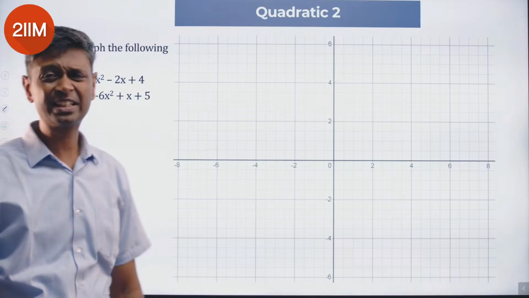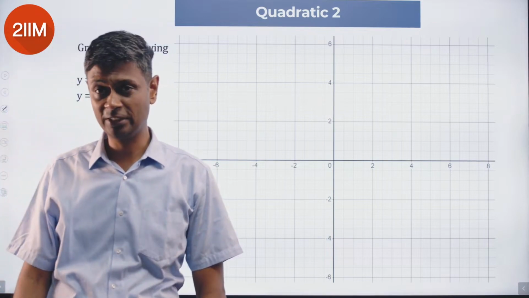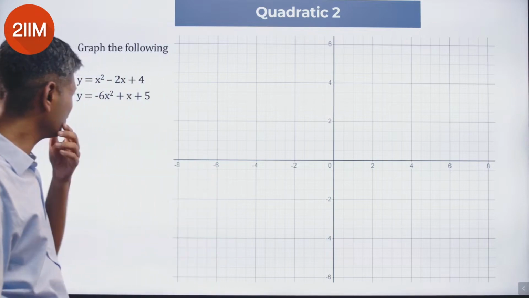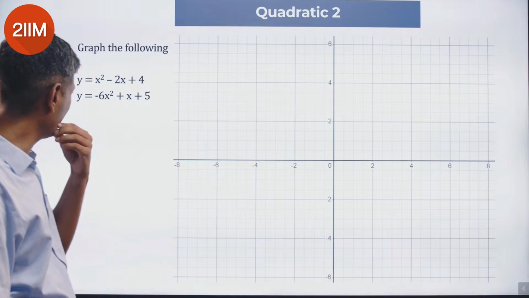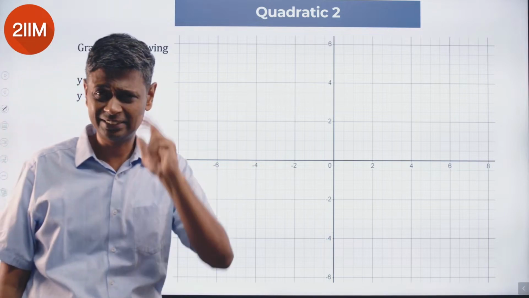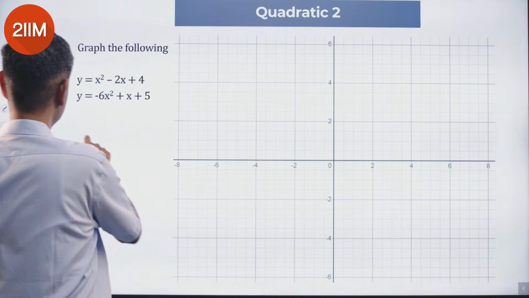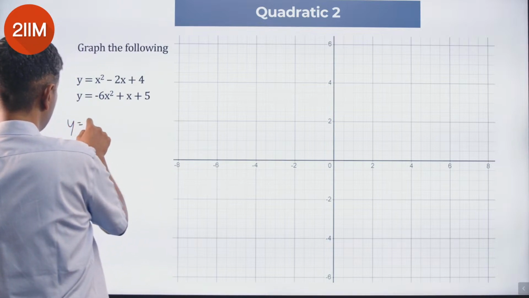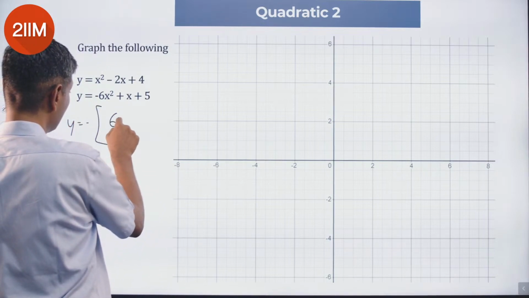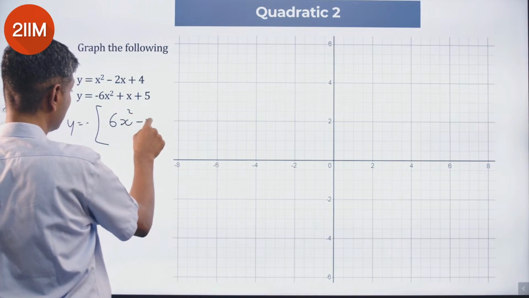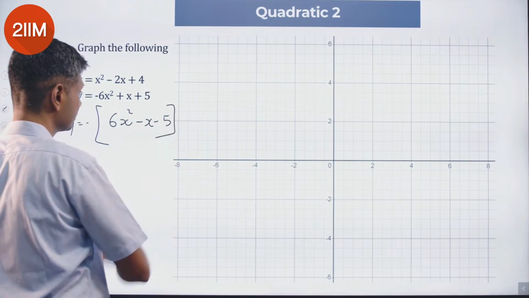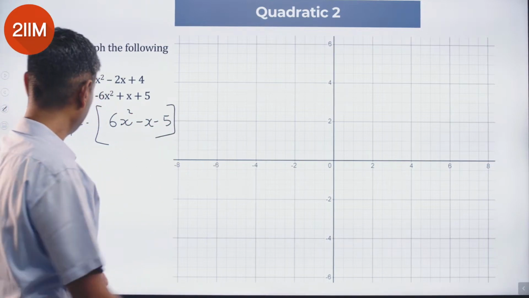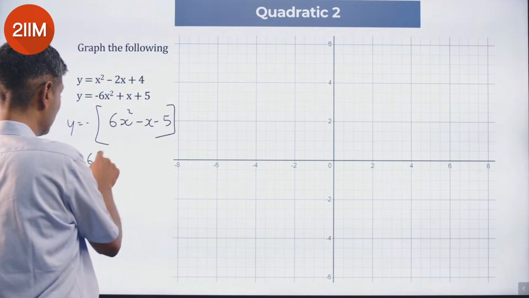So minus 6x square plus x plus 5. So we draw this, very interesting, very tough, very challenging. I don't understand minus 6x square. I would say this is minus of 6x square minus x minus 5. It's tough. So we have minus 6 outside.